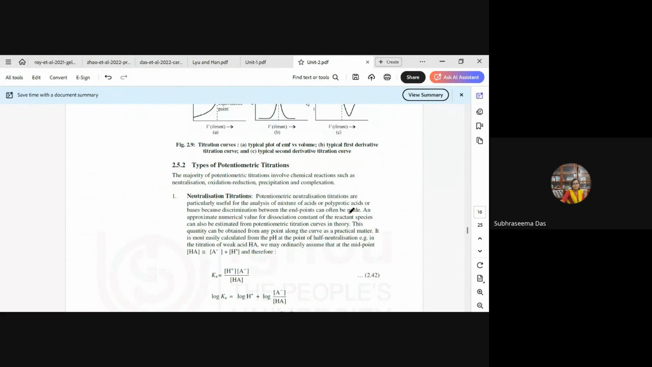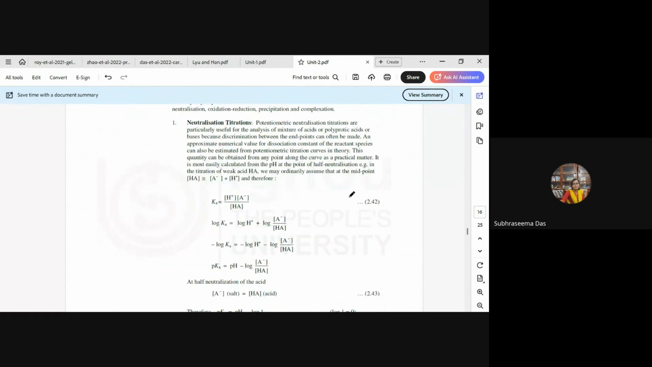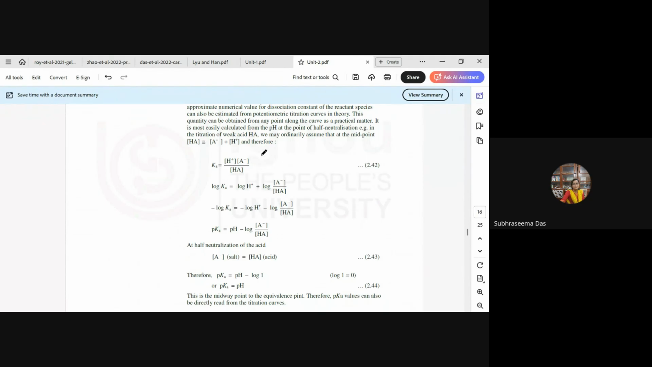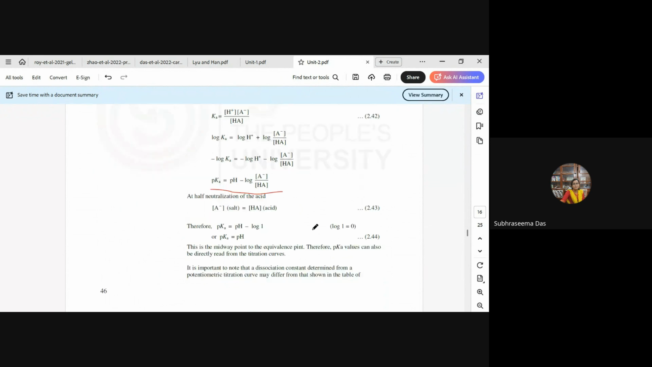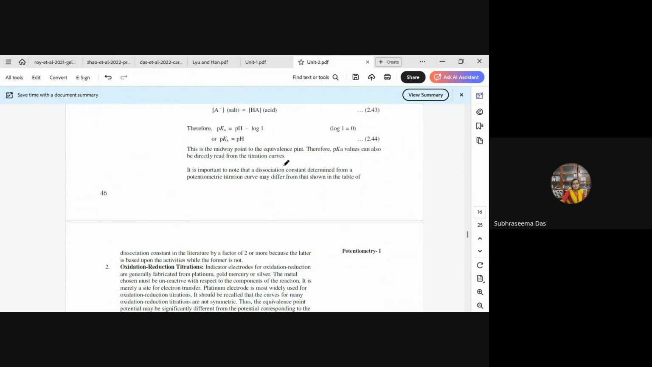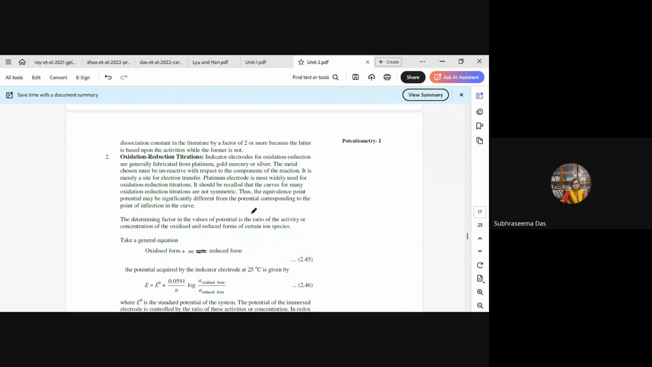For neutralization reactions, we know that Ka is written for an acid, say a weak acid HA, which dissociates into H plus and A minus. The pKa is given as this. Then when we do titration of a weak acid with a strong base, the pK values can directly be read from the titration curves. Then coming to oxidation reduction titrations, the indicator electrodes for oxidation reductions are fabricated from platinum, gold, or mercury.